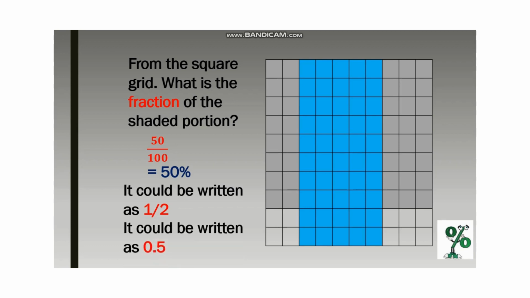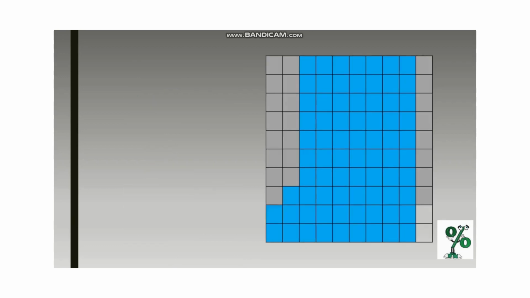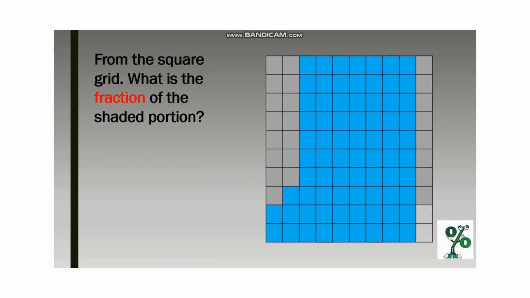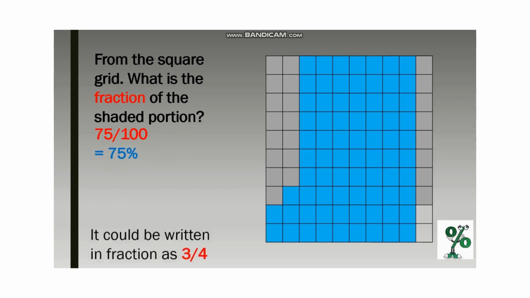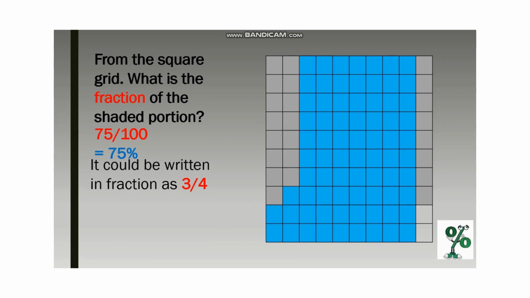Okay, so let's look at this. How many are shaded here? Yeah, of course. This is 75. 75 out of 100, and that is 75%. It could be written in fraction as 3 over 4. If you reduce this by 25, you have 3 over 4, and this could be written in decimal as 0.75.